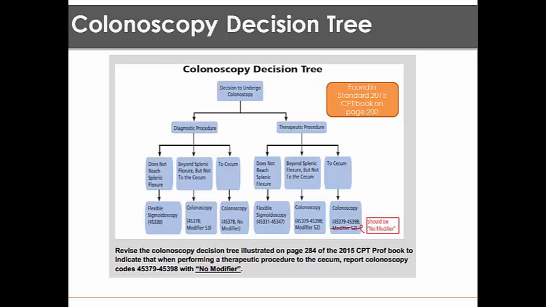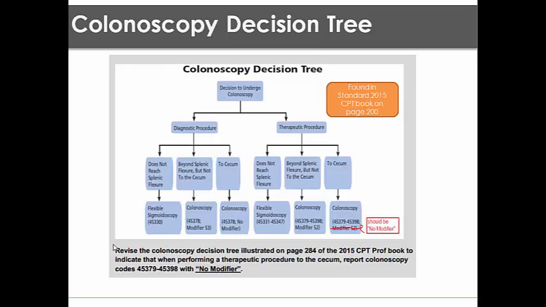Okay, back to the colonoscopy decision tree. Now, first off, I just want to point out this decision tree is found in your standard 2015 CPT codebook on page 200. So feel free to write in it or anything to make note.